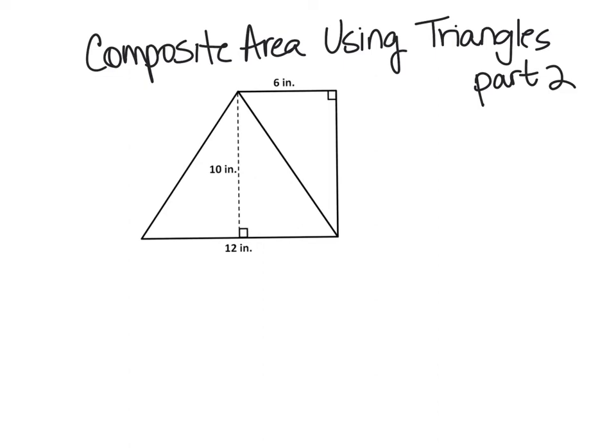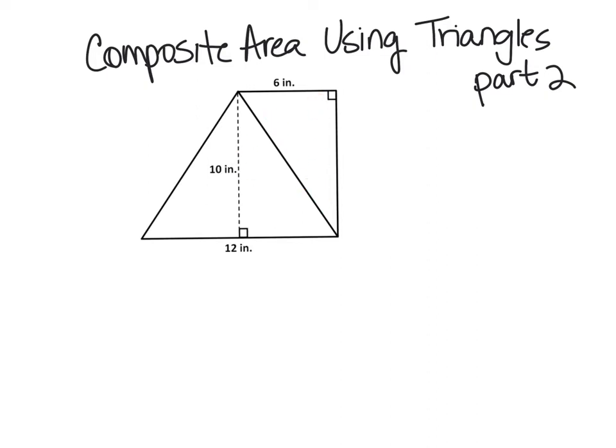So composite area using triangles, part 2. All right, so basically we have this shape, and we are going to divide it into triangles and find the whole area of it. So if you look here, I have one triangle here with the altitude dotted. You could call that 2 separate triangles, but I think one would be less math. And then we have a second triangle here.